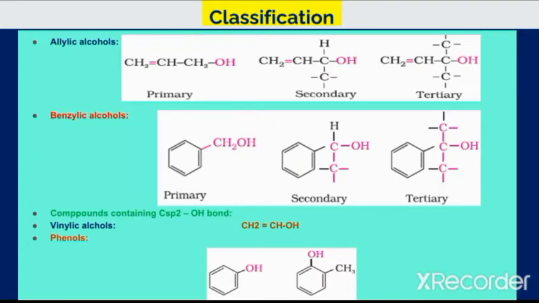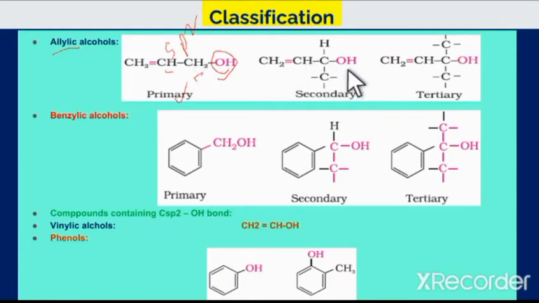Next, another classification. In this case also, the OH-bonded carbon undergoes sp3 hybridization, but the adjacent carbon undergoes sp2 hybridization. These compounds are known as allylic alcohols. In this case, the OH-bonded carbon undergoes sp3 hybridization, and the next carbon has sp2 hybridization because it forms a double bond. So that would come under the primary allylic alcohols.